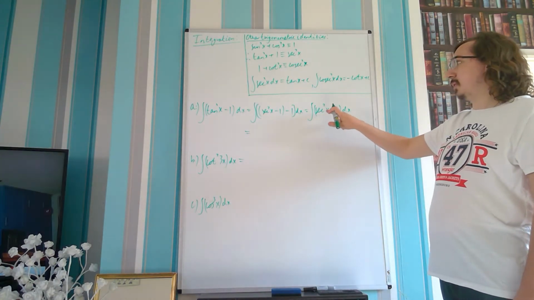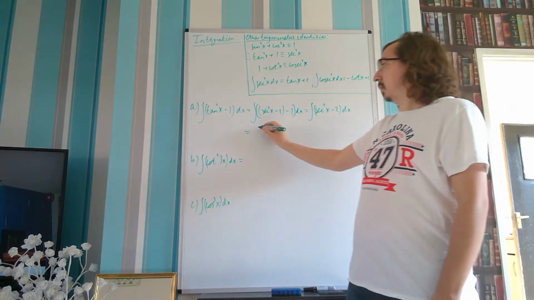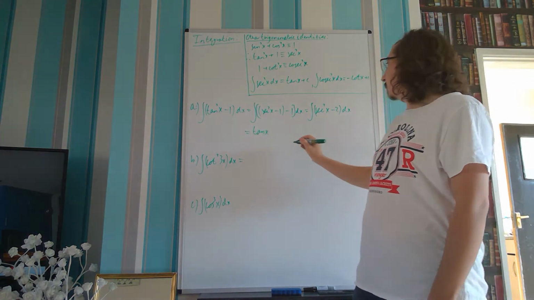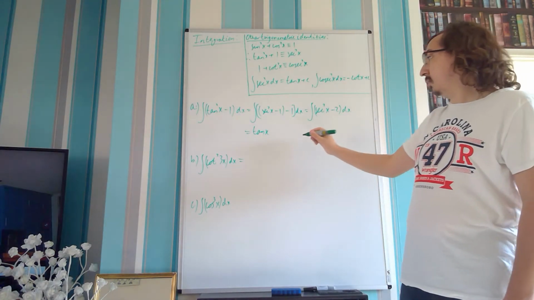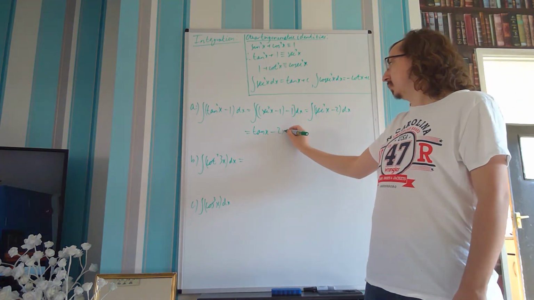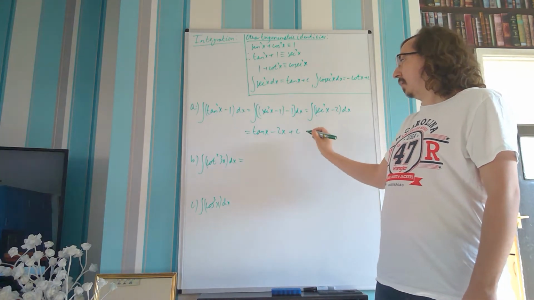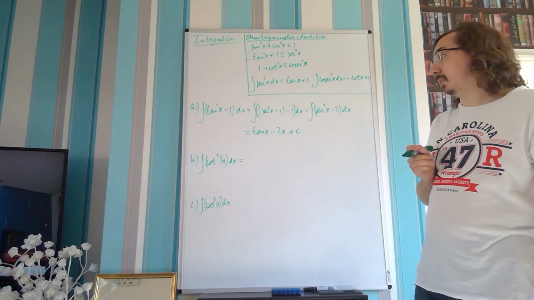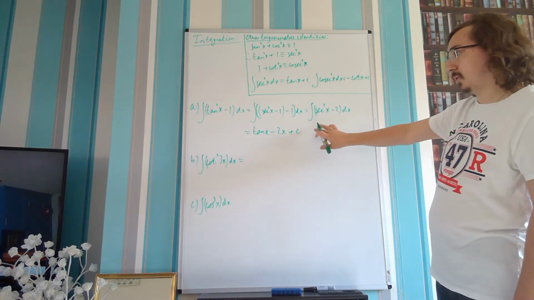So the integral of sec squared x is tan x. The integral of minus 2 with respect to x is minus 2x. And we can't forget our constant of integration, plus c. So that's the first one.